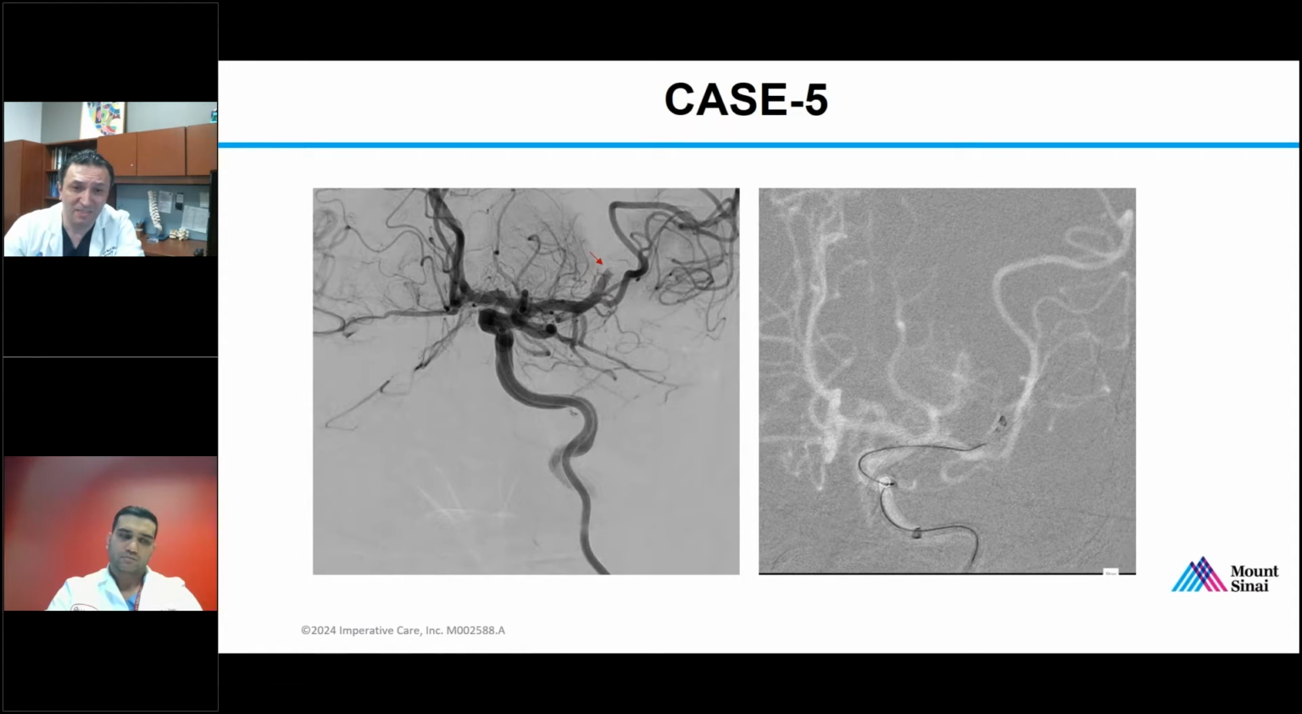the first pass. This is TICI 2B. However, as the arrow is showing here, there's a big clot and a very dominant M2 here, which can cause disabling deficits for the patient. So we have to do another pass.